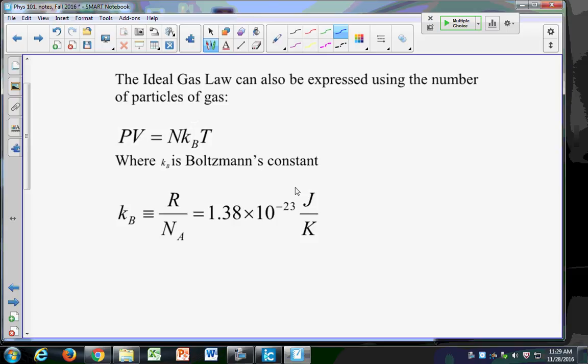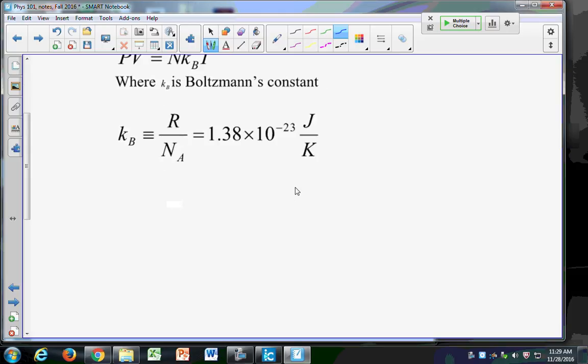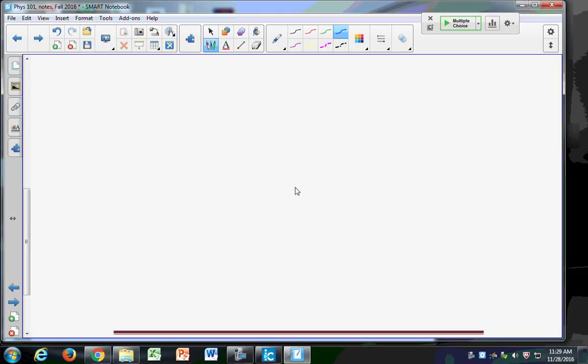We can also express this with the number of particles. You're not really going to see this, so don't worry about it for the test, but you've seen this before, I think. I can just change my n and my R into this N, which is now the number of particles, and k, which is Boltzmann's constant, and change the way I define that constant. But don't sweat it. All right, I think that was it for this chapter.